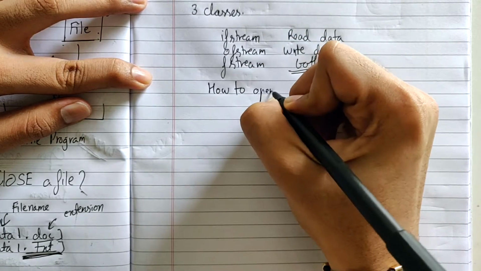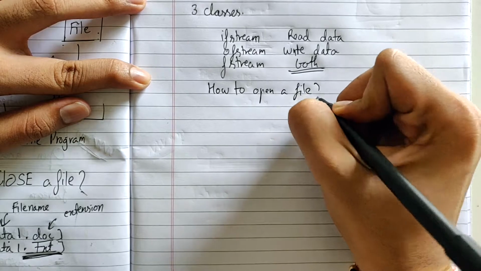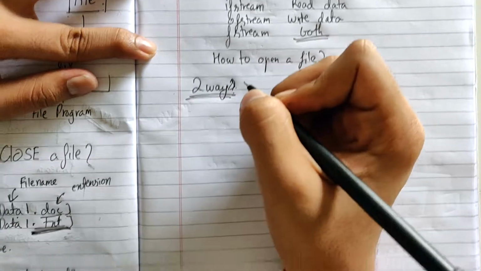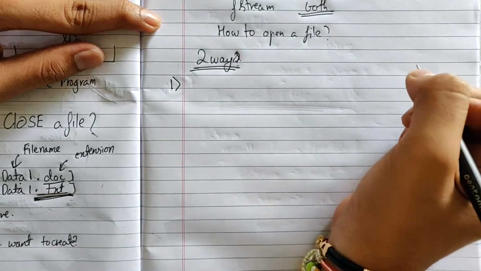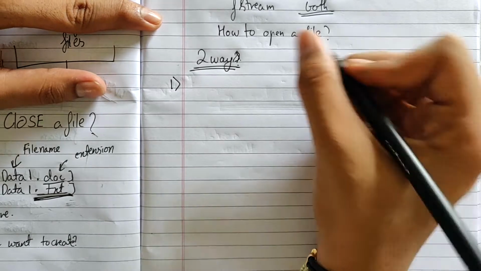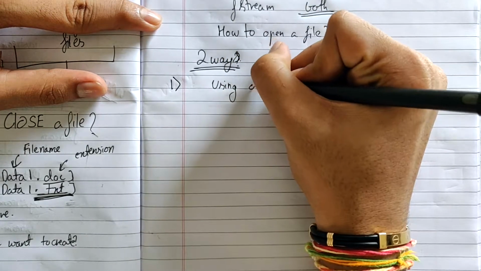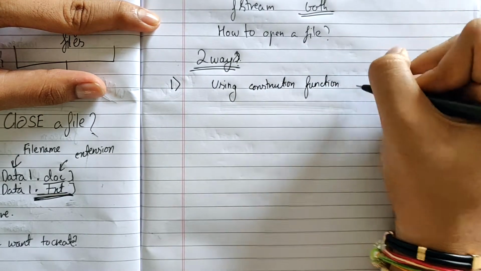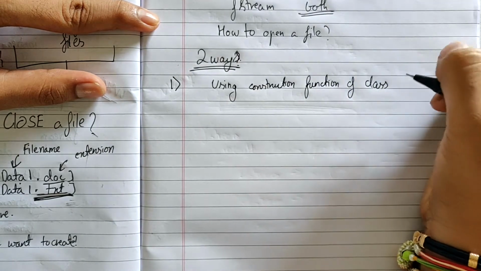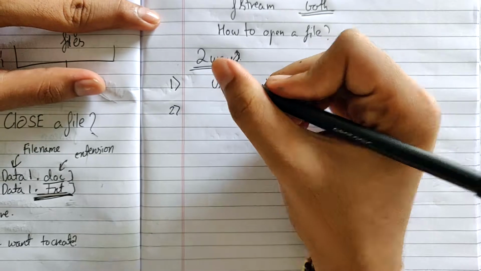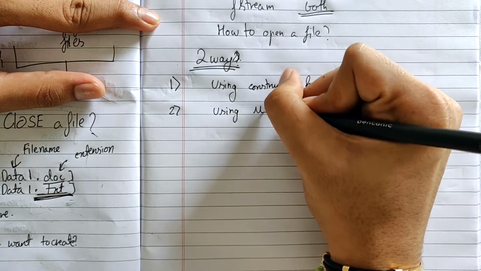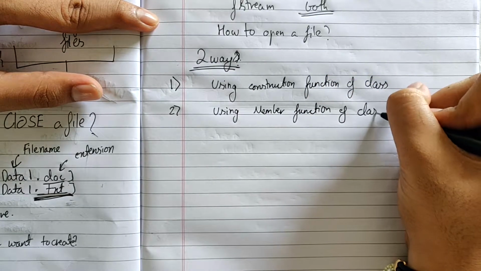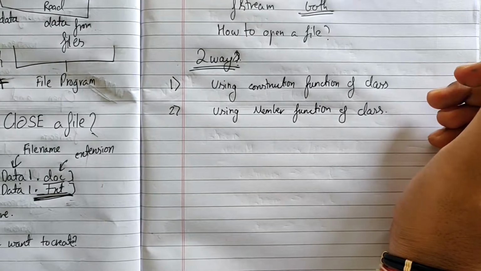Now, how do you open a file? There are two ways in which you can do this. Method one is using the constructor function of the class. And method two is using a member function of the class. I'll explain this.